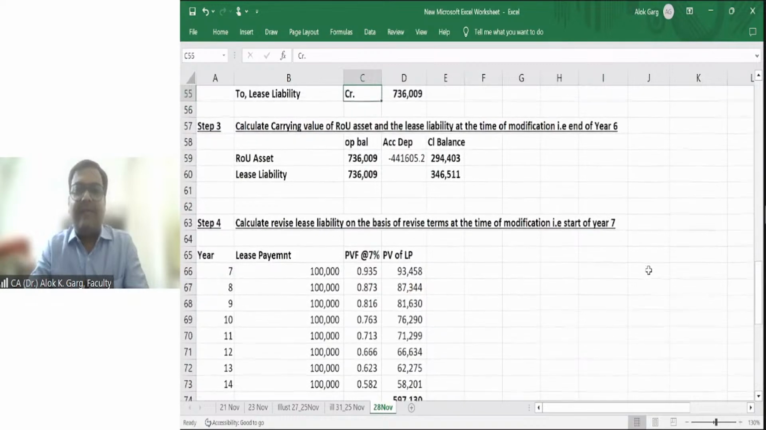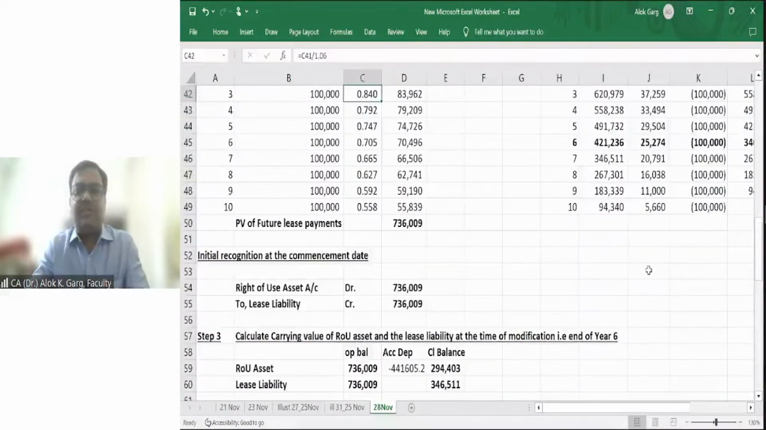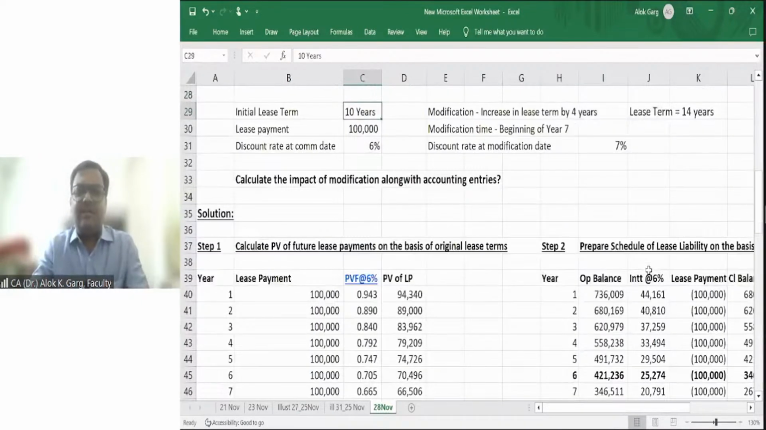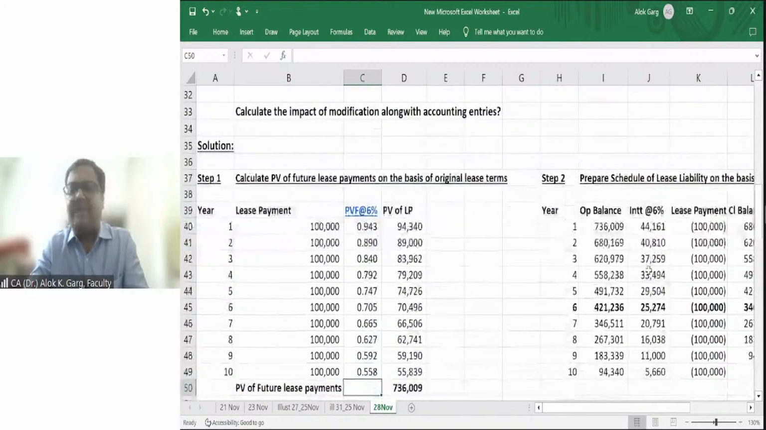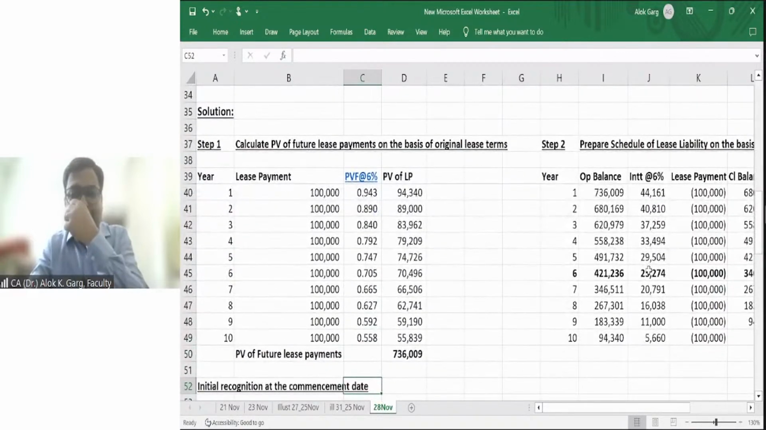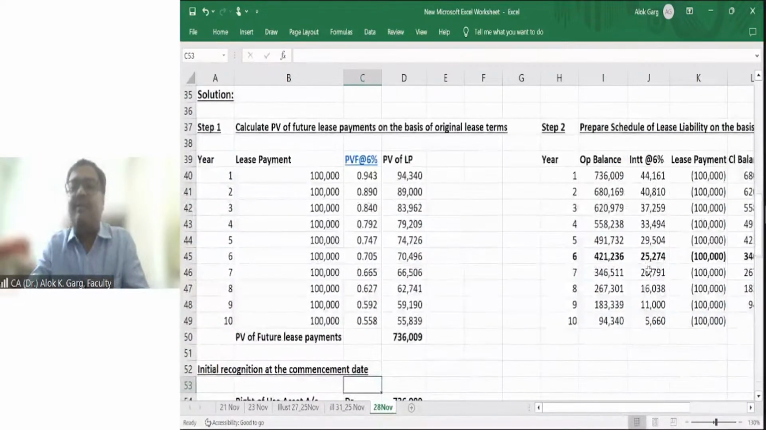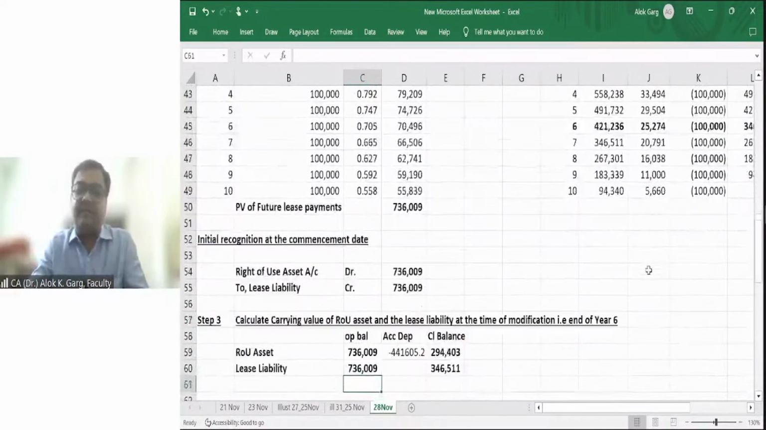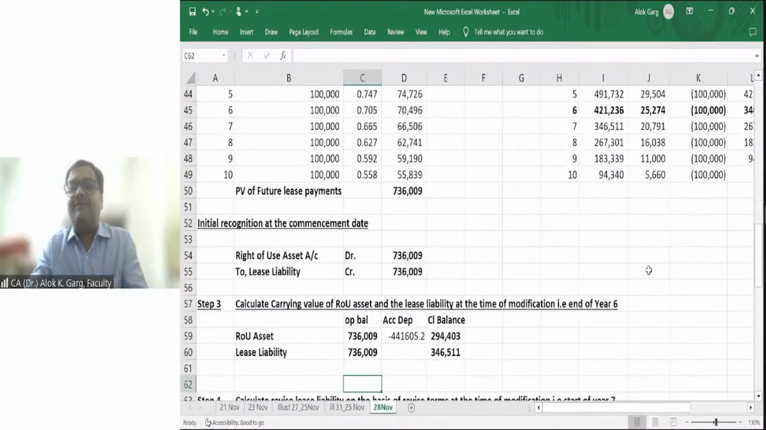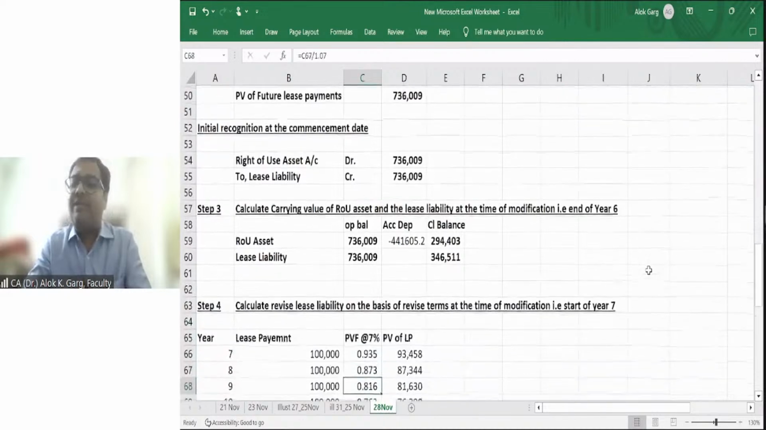And what I have done in this question, I have done nothing. I have just moved step by step. First of all, on the commencement date, I have computed my right of use asset and lease liability. Then I have prepared my lease schedule. It is important to compute the carrying value of the lease liability at the end of every year. Then step number three, I have computed my closing balances of right of use asset and lease liability on the date of modification.